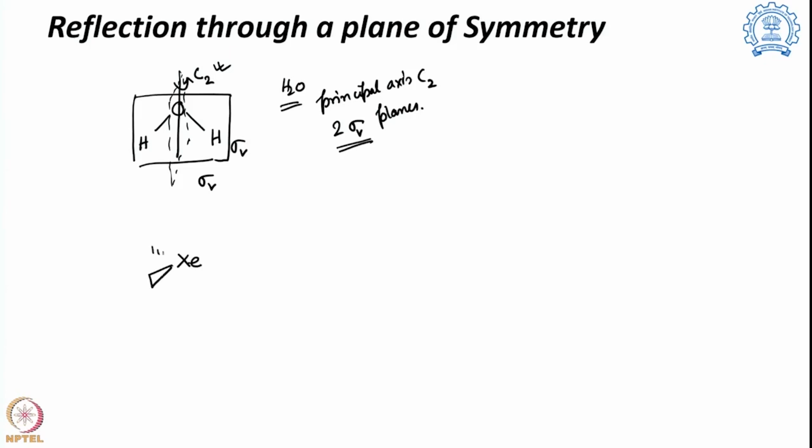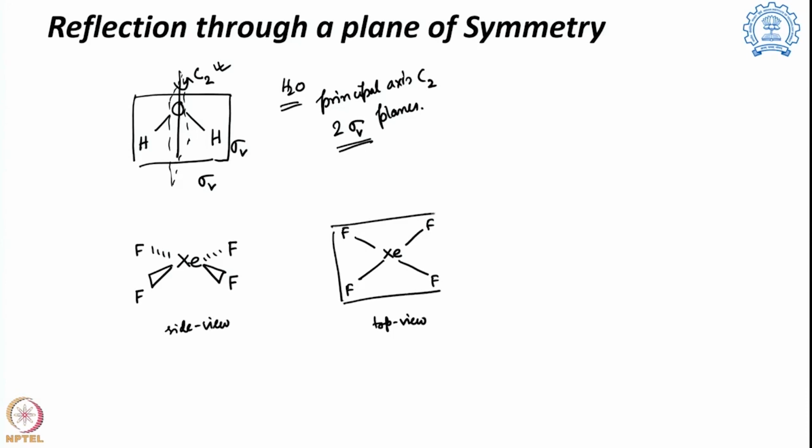XeF4. This will be the last example of this particular segment. This is how the molecule looks, and again I am going to have two different views, one top view and one side view. So, this is the top view and this is the side view. The top view gives a very nice example because all the fluorines are the same, so you have to rotate just 90 degrees to achieve a similar structure. So, it is going to go through here, you have to rotate 90 degrees, that means it has a C4 going through here.